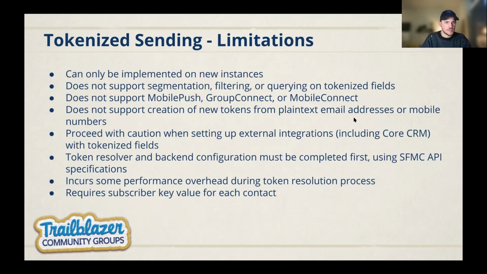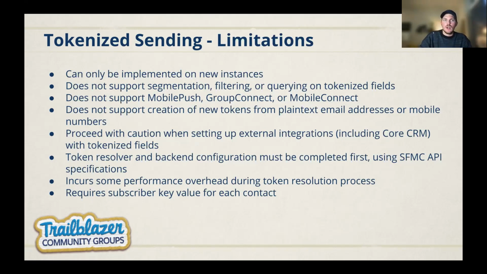Most important ones here. It does incur some performance overhead. I've heard that this is more so than the field level encryption performance overhead, just because basically we're talking about two systems collaborating and coordinating with each other. And some of that will incur a performance trade-off for the additional security that you're going to get. It does require a subscriber key value for each of those contacts. We need to know which person we're talking about when we give an IOU to get data about them.